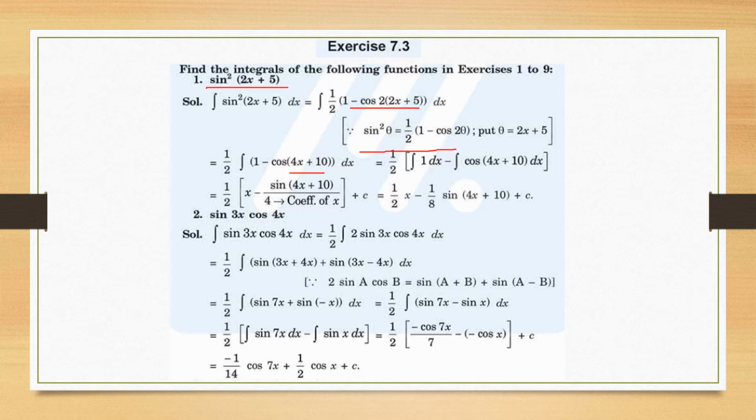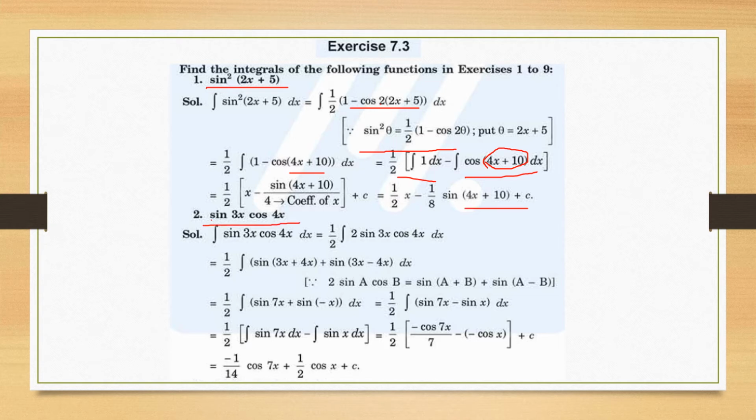Now integrated, it becomes half of integral 1 dx minus integral cos of 4x plus 10. So 1 gives x, and the integral of cos is sine, it is not minus sine. So it becomes sine of 4x plus 10, and you have to divide by d/dx of 4x plus 10, that is 4, plus c. Now open it, it becomes x by 2 minus 1 by 8 sine of 4x plus 10 plus c.